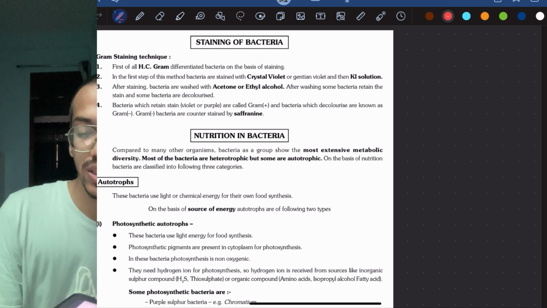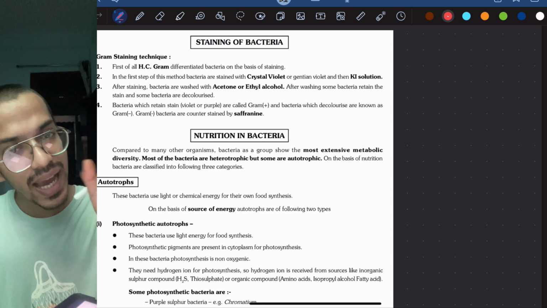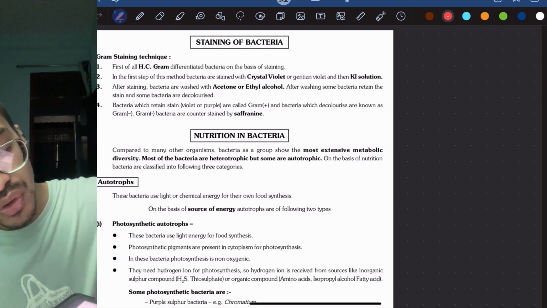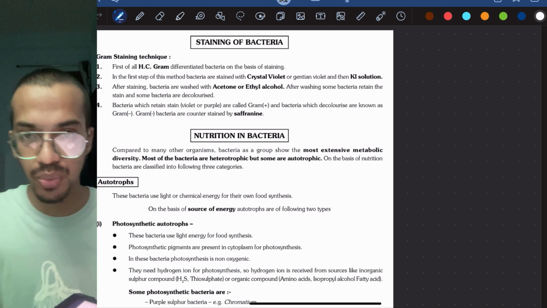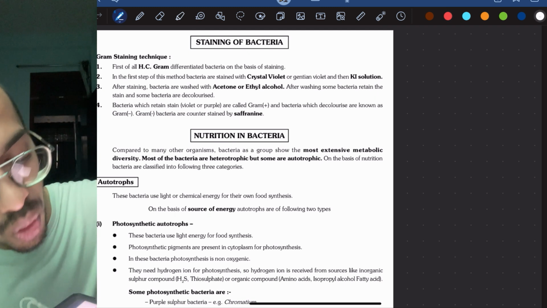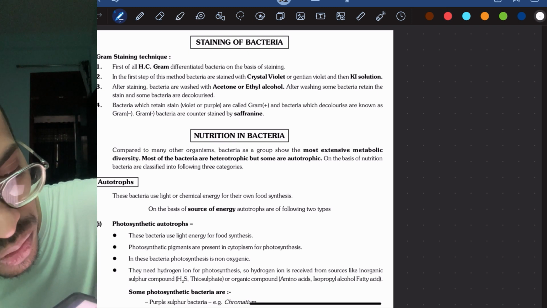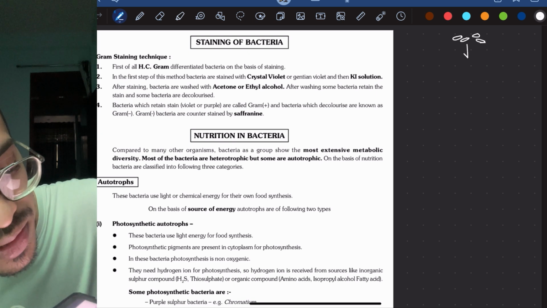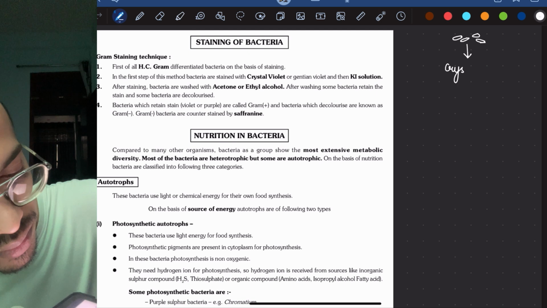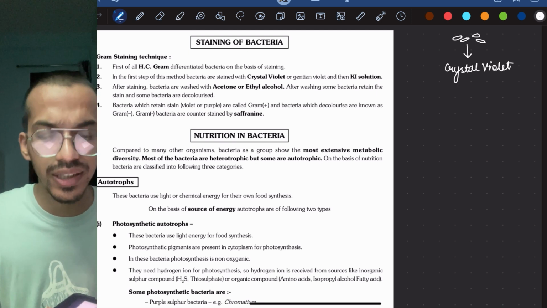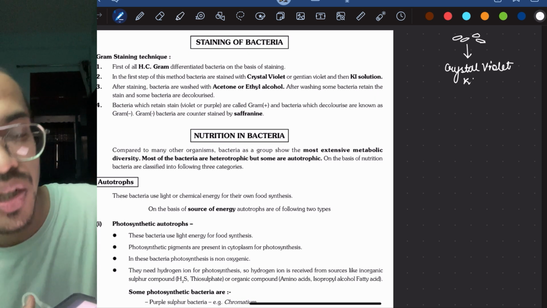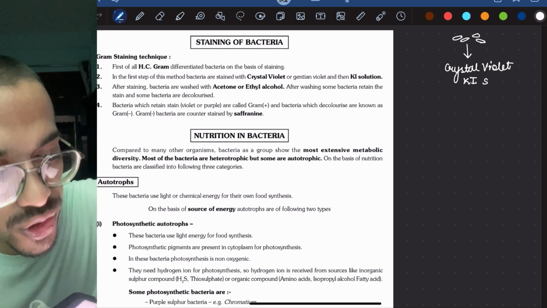Now the dyeing concept was given by H.C. Gram. So what he did, just see over here. In the first step, he put the bacteria and poured what? On the bacteria he poured crystal violet. So this is the bacteria, and he poured crystal violet, or gentian violet, plus KI solution. That is what? Potassium iodide solution.